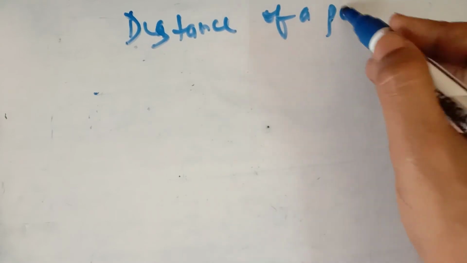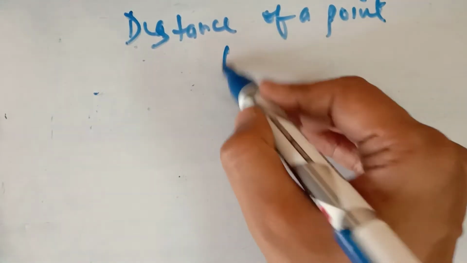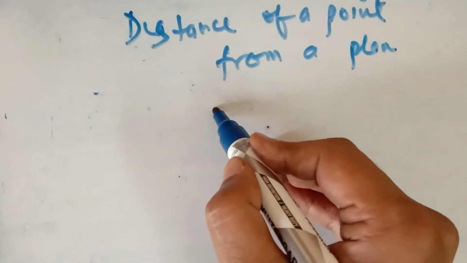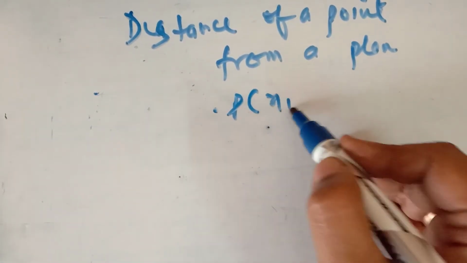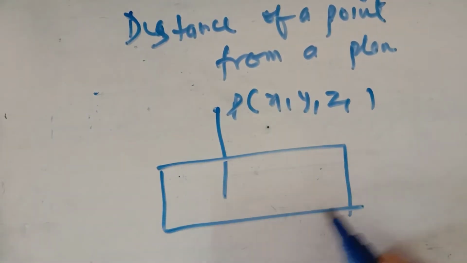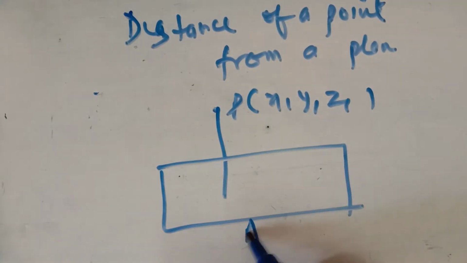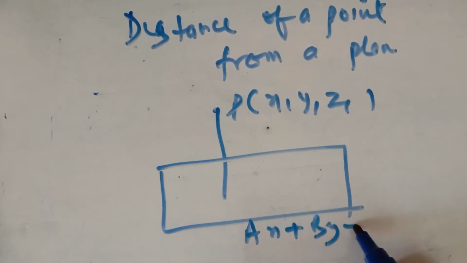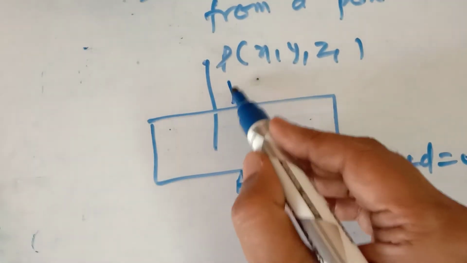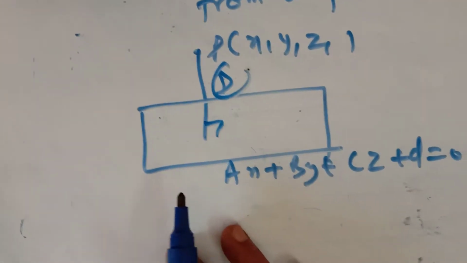of a point from a plane. Let there be a point P whose coordinates are x1, y1 and z1, and you have to find the distance of this point from the plane whose equation is ax plus by plus cz plus d equal to 0. Let us call this distance d, and the distance is always perpendicular.